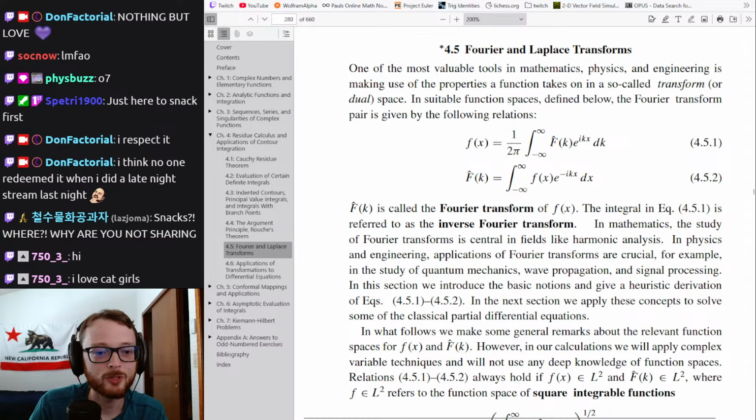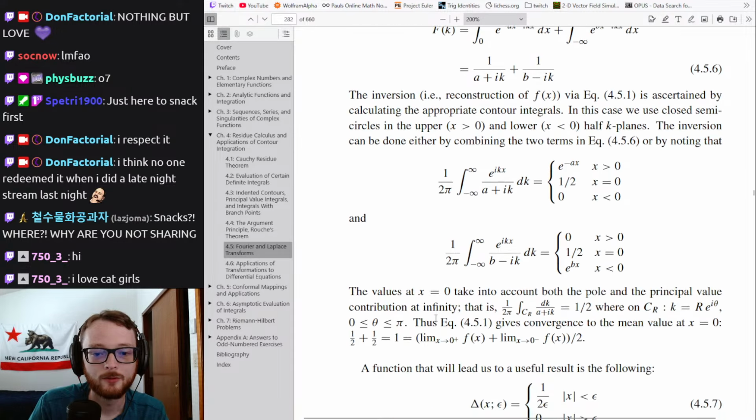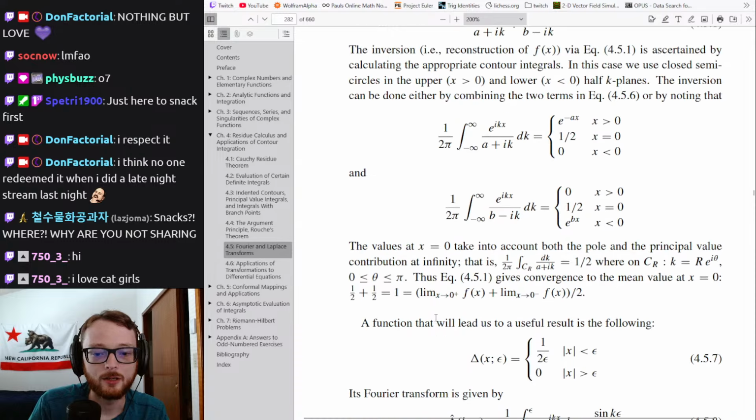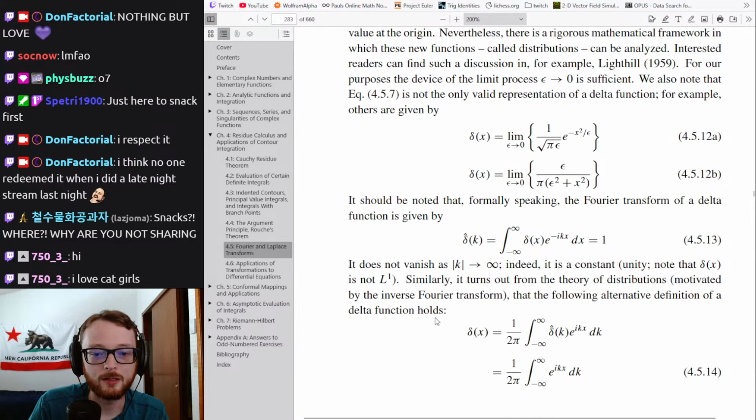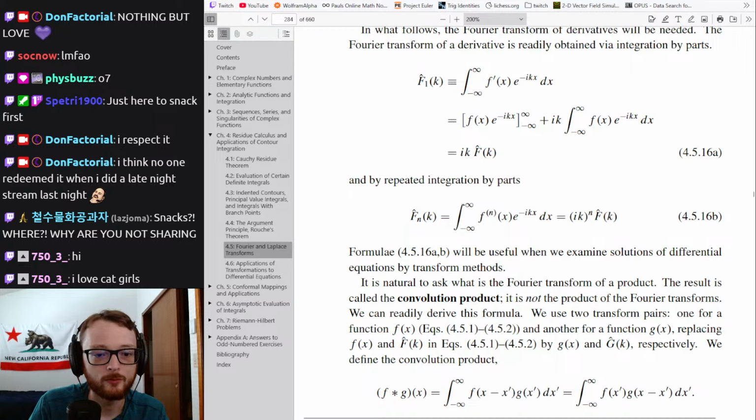Taking a bunch of screenshots right now of things I'm going to need for this problem. Where is... Okay, here it is. I don't know why I was making that noise.